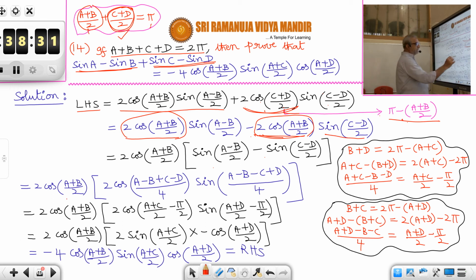Okay. So now sin c minus sin d transformation. 2 cos first angle plus second angle by 2. So a minus b plus c minus d by 2 by 2. Is it not? Already 2 is there. So c plus d by 2, another 2. So you will get 4. Okay. Next, sin first angle minus second angle by 2. A minus b minus c plus d by 2 by 2. So by 4.